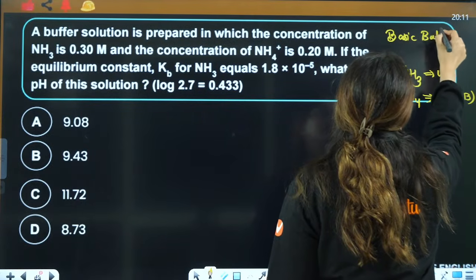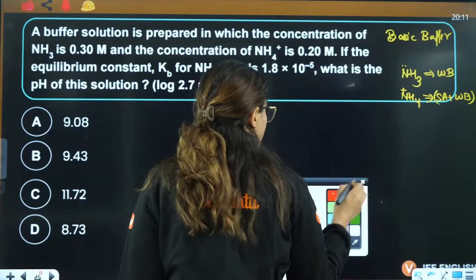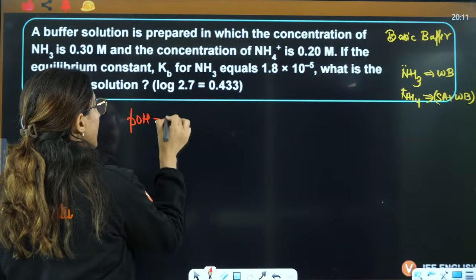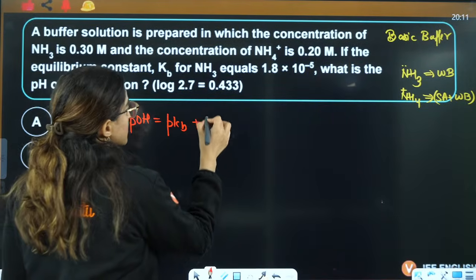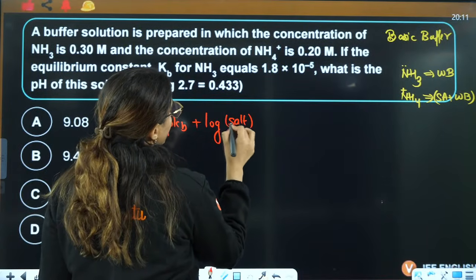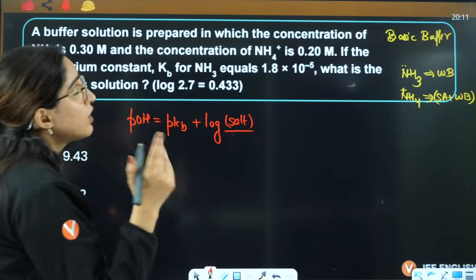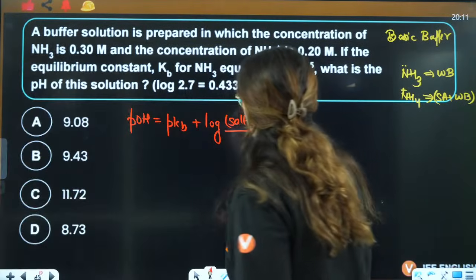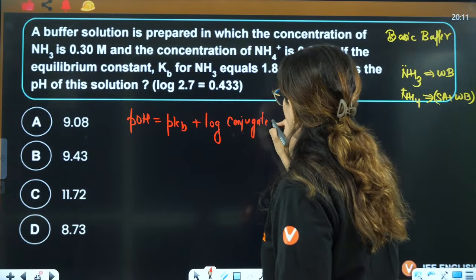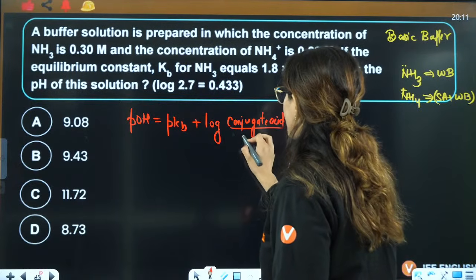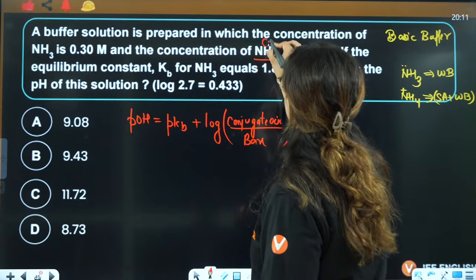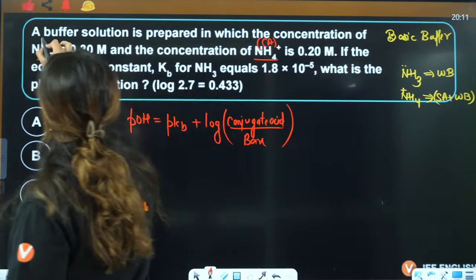Basic buffer. And in basic buffer, we know how to solve pOH. That is pKb plus log of salt over base, or this is nothing but the conjugate. Now you will say, ma'am, but how? If you remember, I also told you this is nothing but the conjugate acid. Acid means after accepting what it is becoming, right? So this is the conjugate acid, this is the base, right?